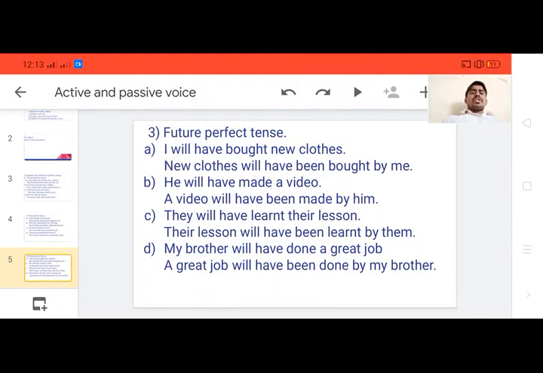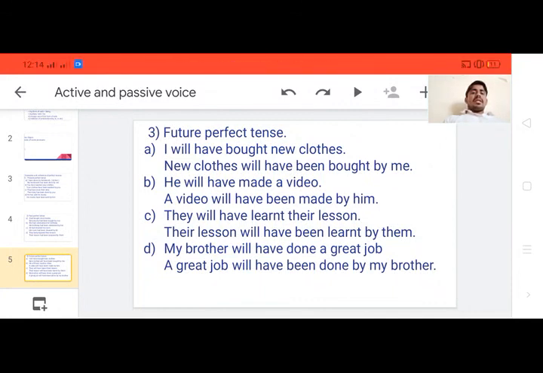Next is future perfect tense. It means actions which will be completed in the coming time. So, example: I will have bought new clothes. What is the object here? New clothes will have been bought by me. He will have made a video. A video will have been made by him. They will have learned their lesson. The object here is their lesson: their lesson will have been learned by them.